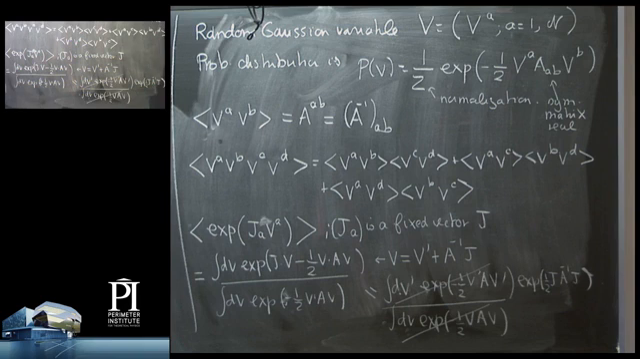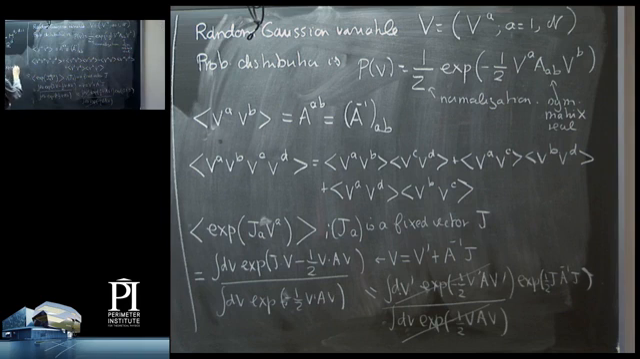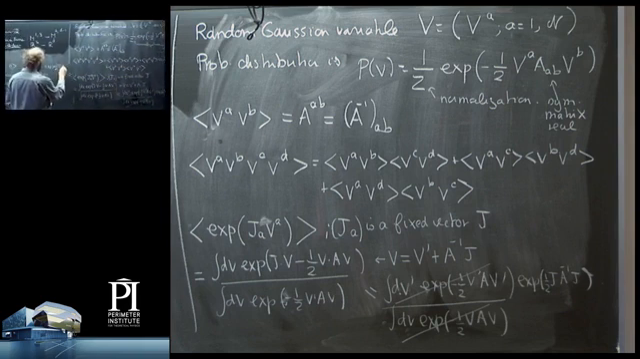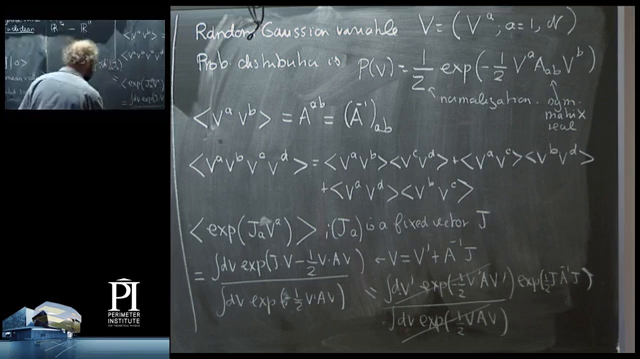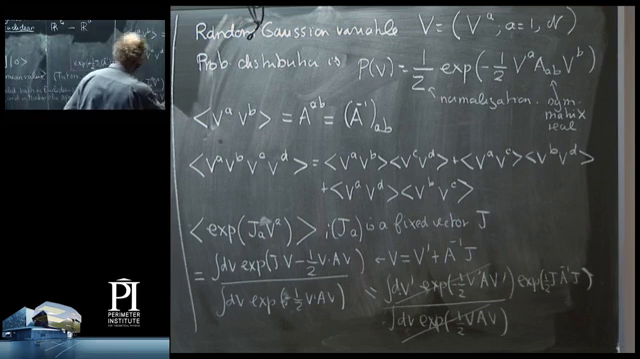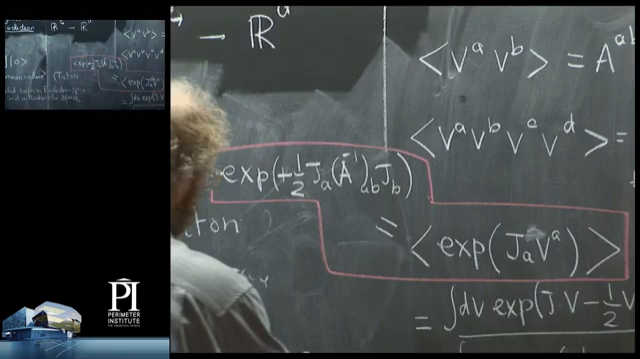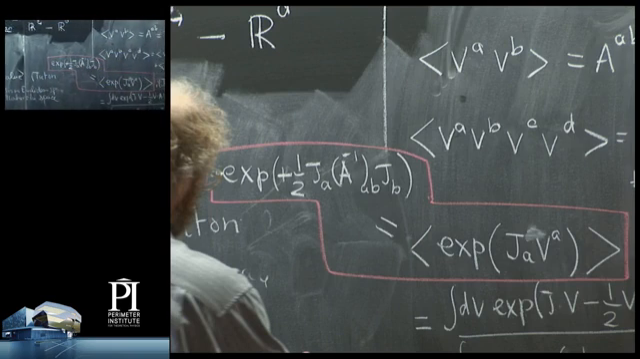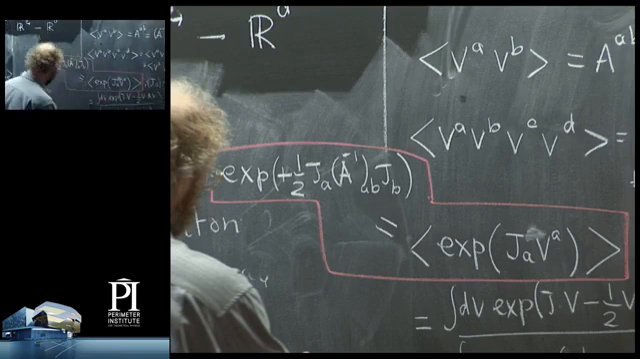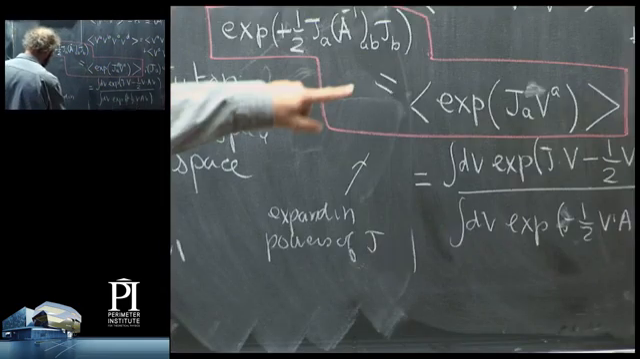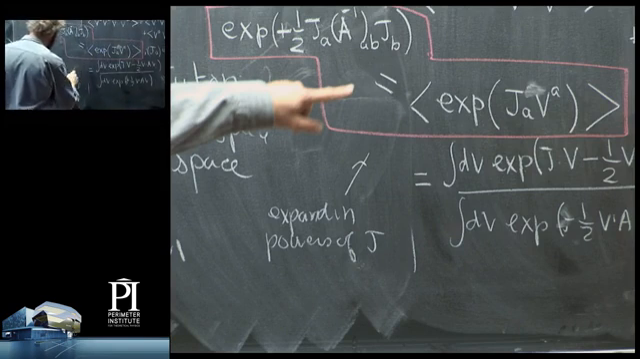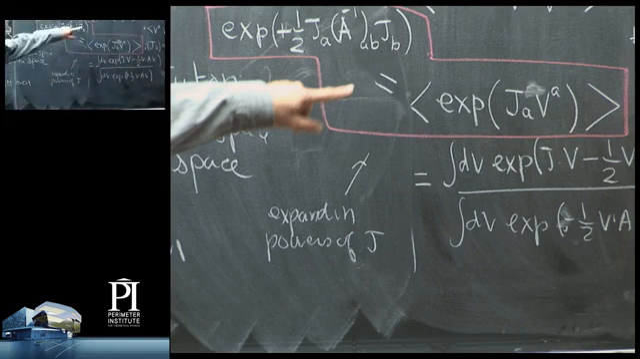So finally, this expectation value is simply given by exponential of plus 1/2 G_A A minus 1 AB G_B. So that's the main result. And once you have done that, you simply expand this exponential in powers of G to get the various moments.